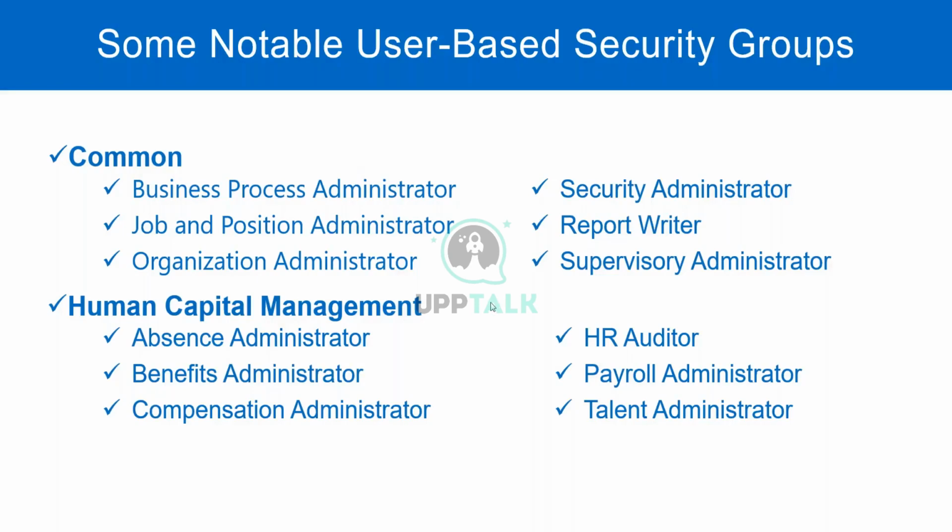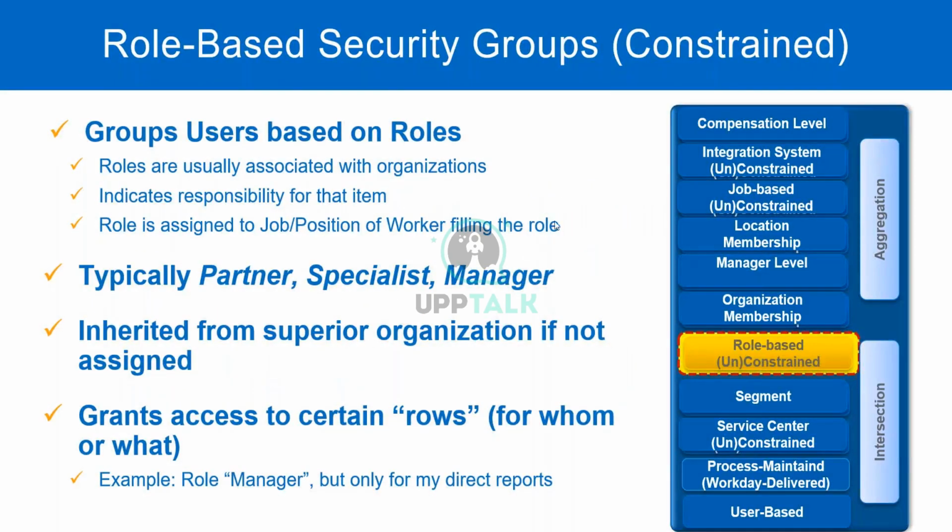So again, let's quickly revise what we know about a role-based security group. It groups users based on the roles, right? Roles are associated with organizations. It indicates the responsibility for that item, and the role is assigned to the job or position of the worker filling that role. We know that it is inherited from the superior organization if not assigned, isn't it? And it grants access to certain roles, like the role of manager, but only for the direct reports. This is what role-based security is.